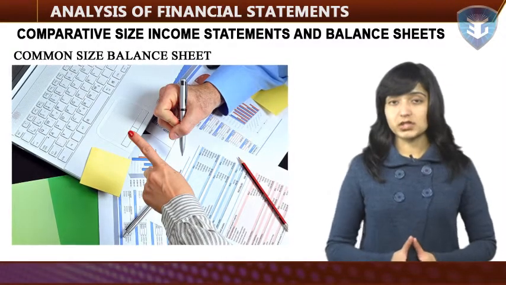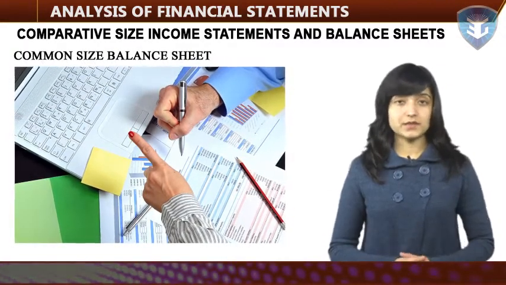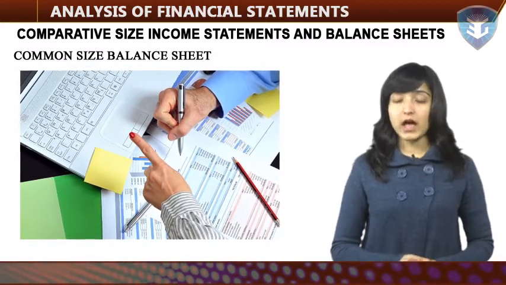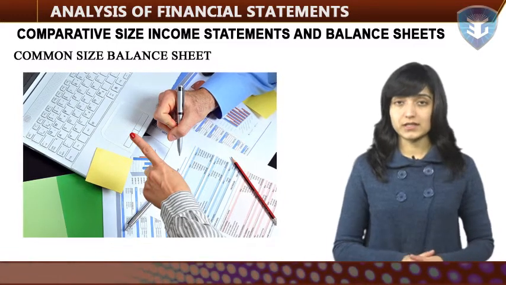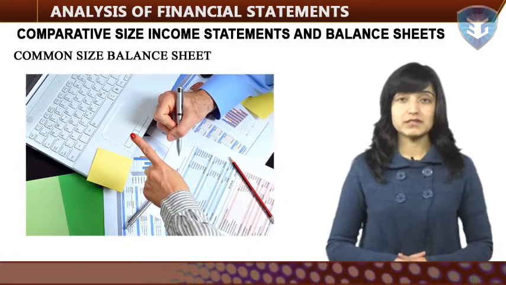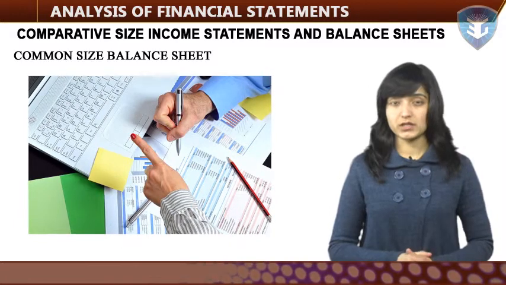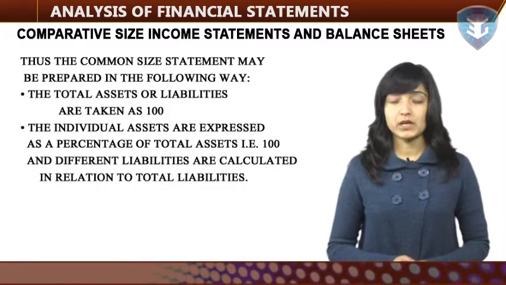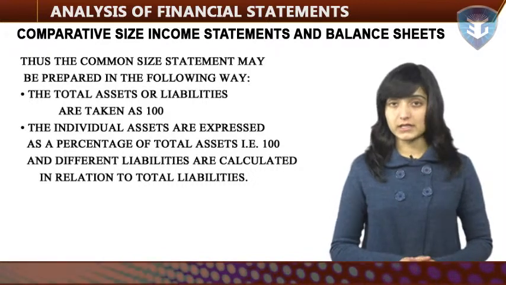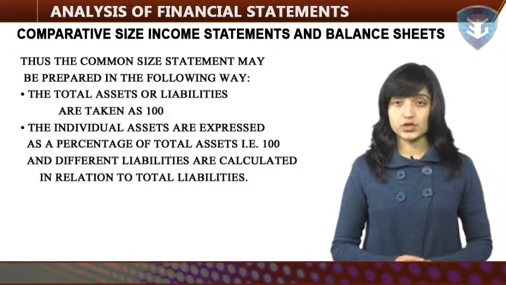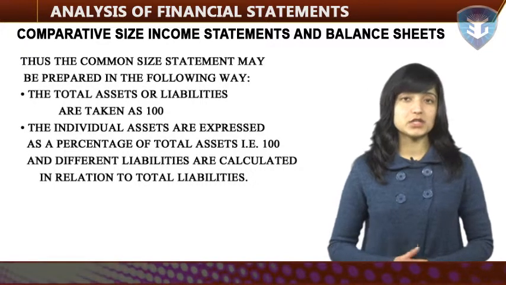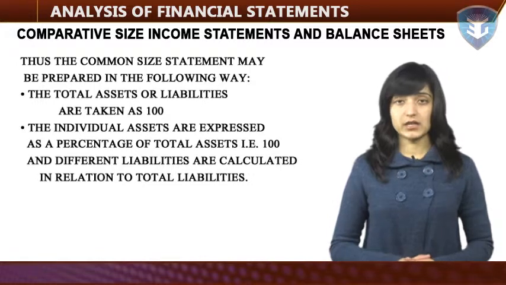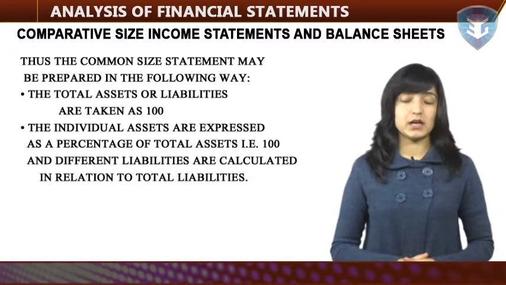Common size balance sheet. A statement where balance sheet items are expressed in the ratio of each asset to total assets, and the ratio of each liability is expressed in the ratio of total liabilities, is called a common size balance sheet. Thus, the common size statement may be prepared in the following way. The total assets or liabilities are taken as 100. The individual assets are expressed as a percentage of total assets, that is 100, and different liabilities are calculated in relation to total liabilities.